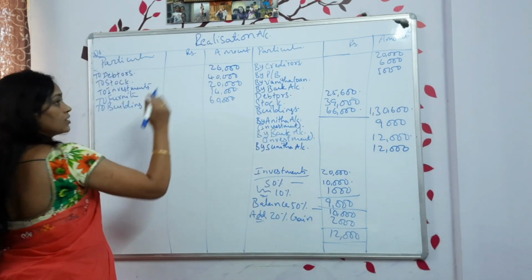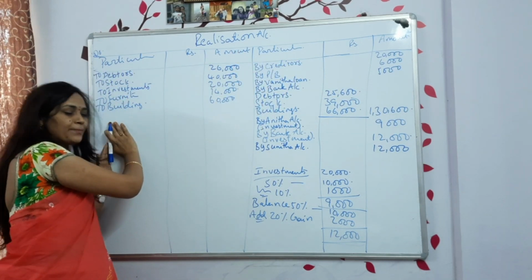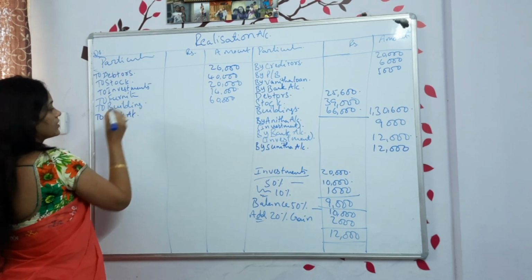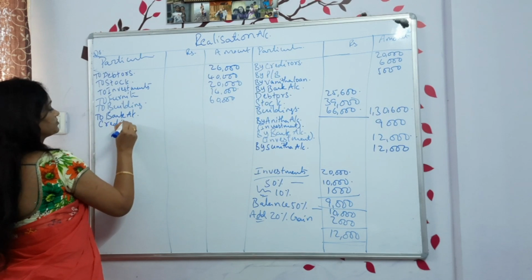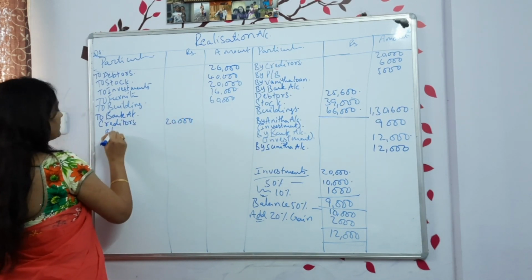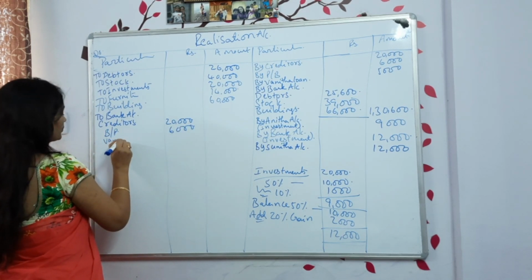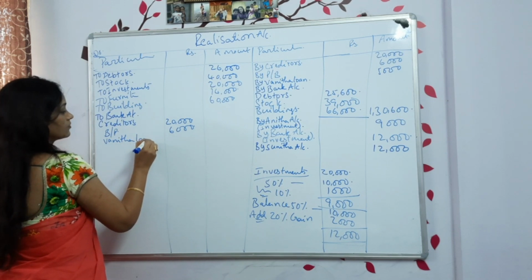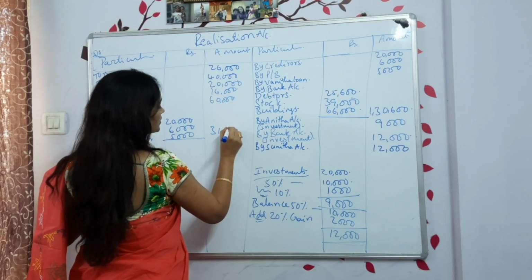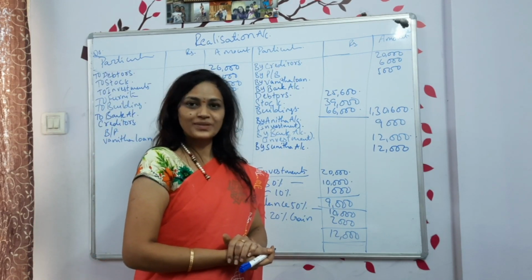So write down. Here we have written the liabilities. So how much they have realized, that we will be writing on the debit side. To bank account. Creditors, how much? 20,000. Bills payable 6,000. Anita loan 5,000. Then how much will you get? 31,000. It is 31,000. Clear?